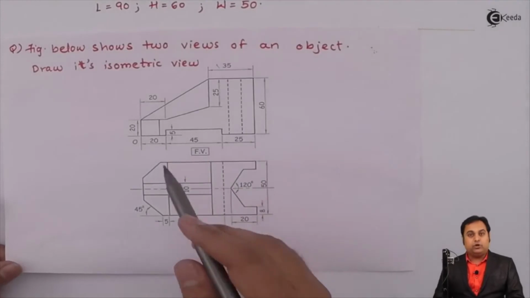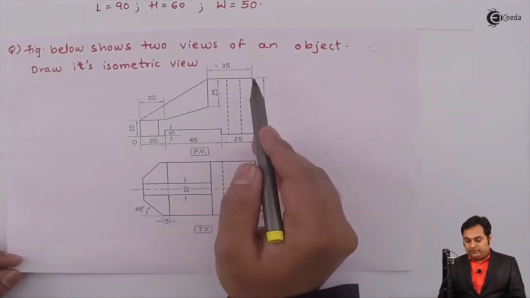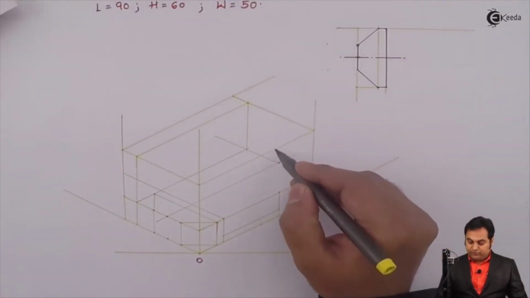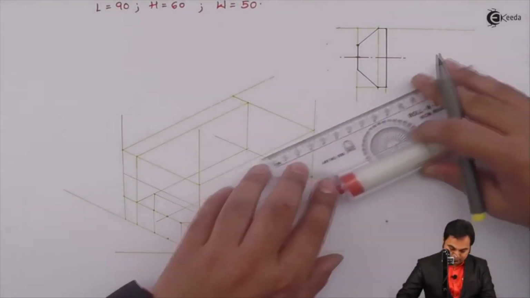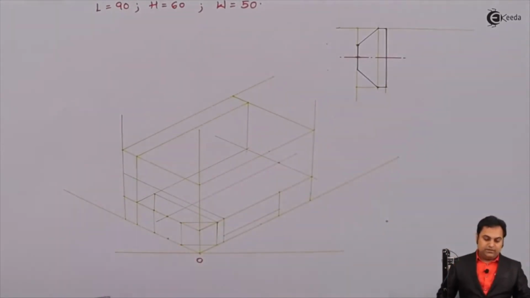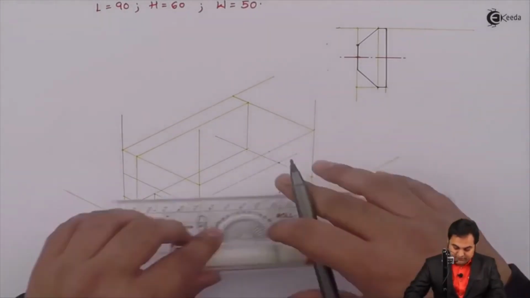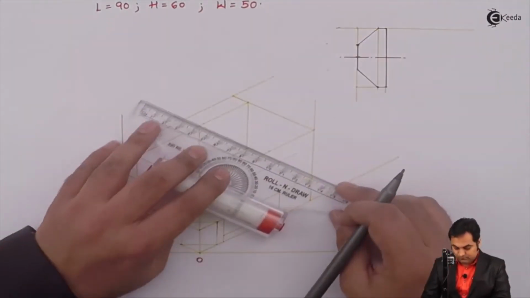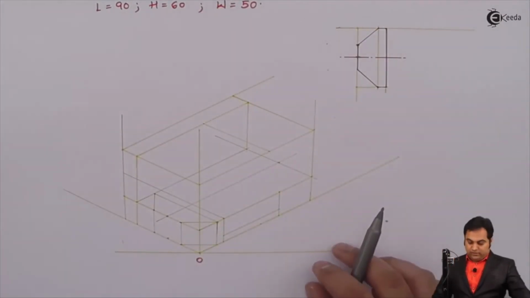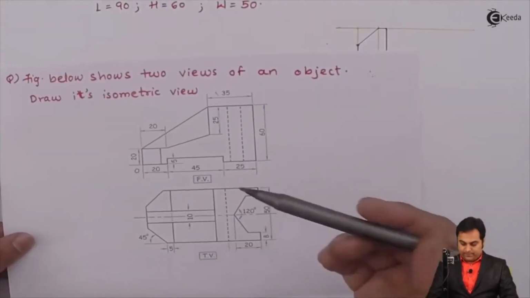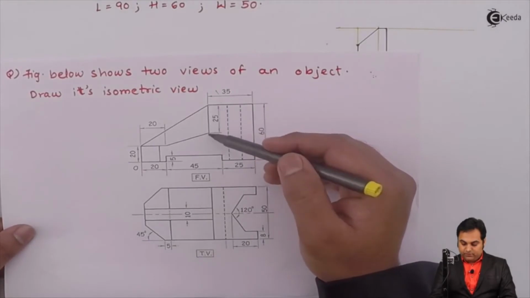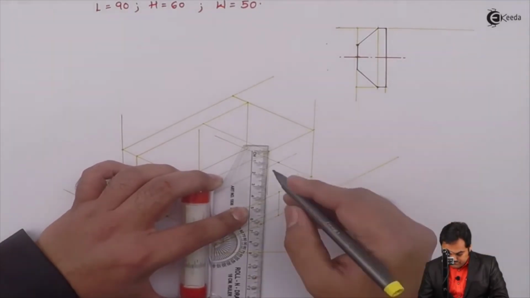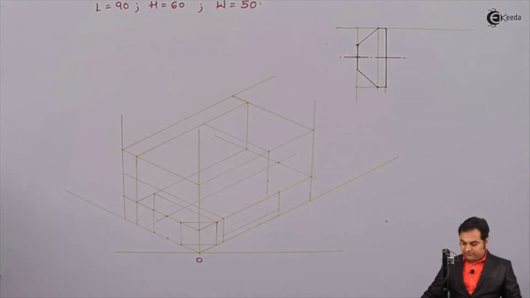I'll start drawing it from top. Now from the top, if I see here, then from right hand side the length is 35 and it is up to 60 mm height. So from here I am going to measure a length of 35 mm. Then after marking this 35, I'll transfer it to the width as well. And now after marking this 35, it goes deep by 25 mm.